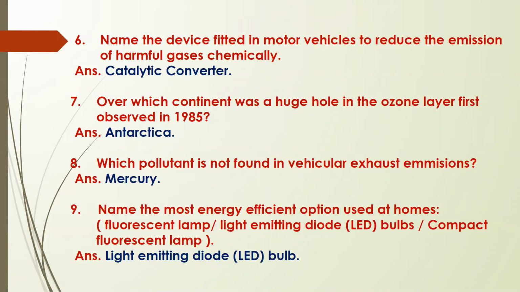Eighth, which pollutant is not found in vehicular exhaust emissions? The answer is mercury. Question number 9, name the most energy efficient option used at homes. The correct answer is LED or light emitting diode bulb.